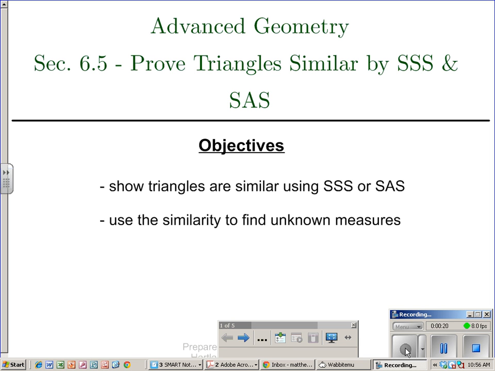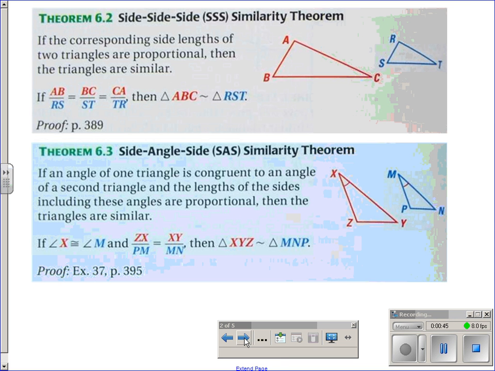Now these letters look familiar: side, side, side, and side, angle, side. We're not talking about congruency, okay? These are different. There's side-side-side similarity and side-angle-side similarity. Again, the idea of similarity: we have corresponding angles congruent, and we have corresponding sides with equal proportions. So they're different. All right, so take a second, hit pause, copy these two things down.